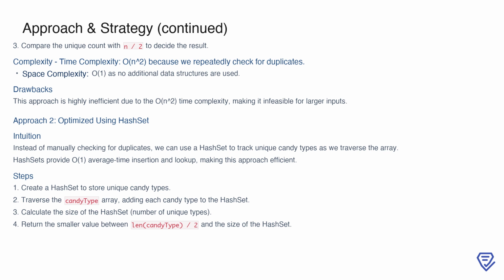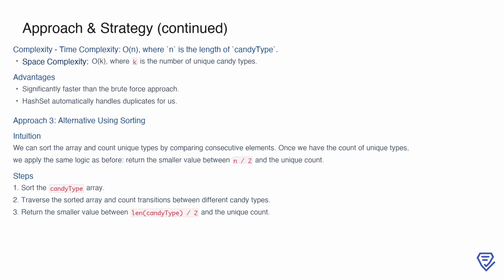Despite its simplicity, this approach is not practical for large datasets due to its inefficiency. To address this, we can adopt a more optimized strategy using a hash set. A better approach involves leveraging a hash set to track unique candy types efficiently.